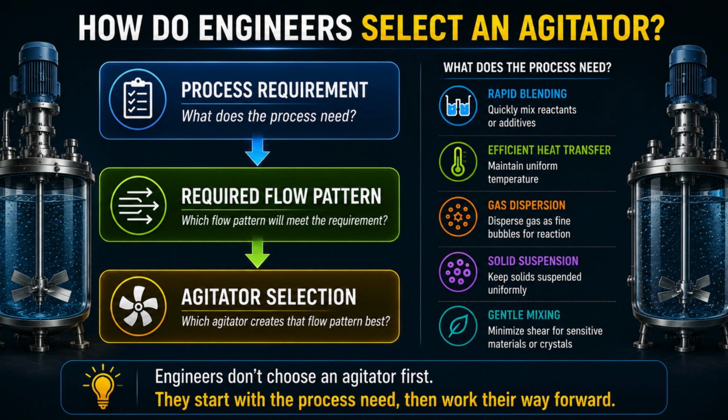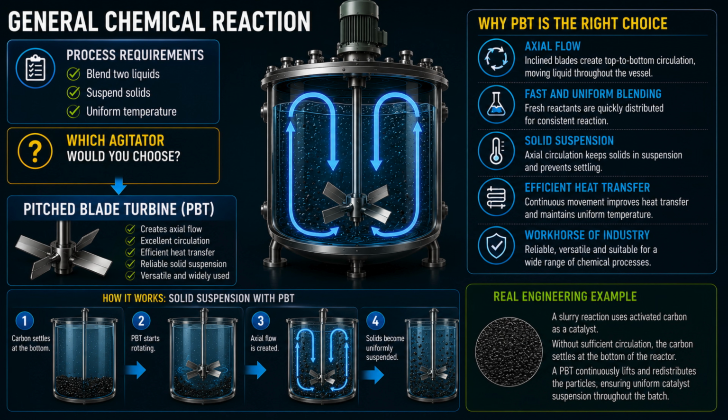Let's look at some real process scenarios. Imagine you are designing a reactor for a general chemical reaction. The viscosity is low, no gas is involved, but the process requires good circulation, efficient heat transfer, and reliable solid suspension. Which agitator would you choose? The answer is the Pitched Blade Turbine, commonly known as the PBT. Why? Because these requirements demand axial flow. The angled blades continuously circulate liquid throughout the vessel. Fresh reactants are distributed quickly. Solids remain suspended. Temperature becomes more uniform. That's why the PBT is often considered the workhorse of the chemical industry.